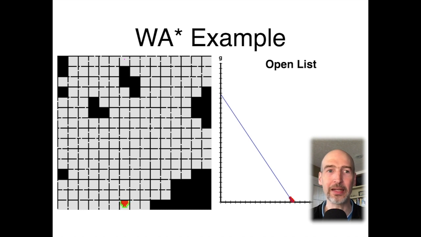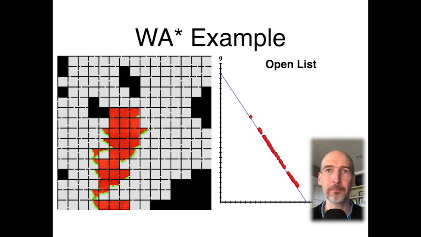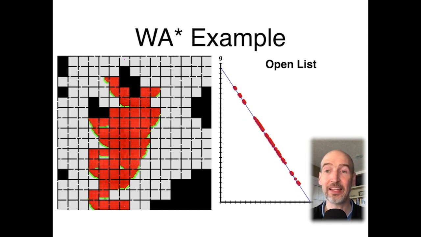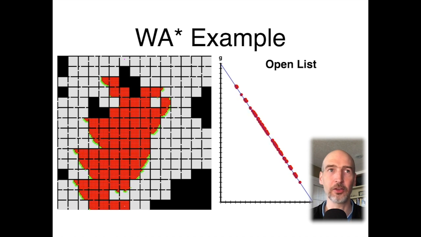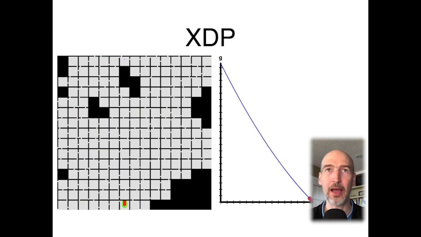So let's watch weighted A star. Weighted A star comes across here. It's going up and trying to solve this problem, and searches up here. And we see that the curve over here on the left-hand side is a straight line. And now we come up and find the solution. So we can do the exact same problem, except now we're going to do XDP.